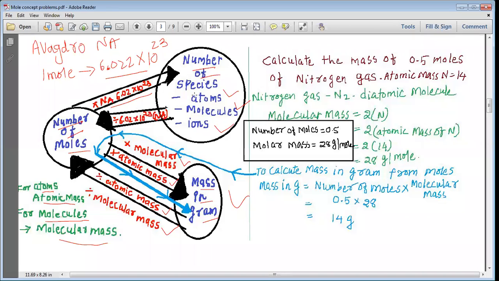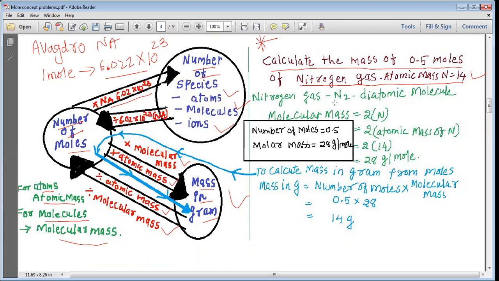So let us understand how we can do it with examples, and let us solve the various problems given in your textbook and exercise. Let's start with the first question. Calculate the mass of 0.5 moles of nitrogen gas. Atomic mass of nitrogen is 14.